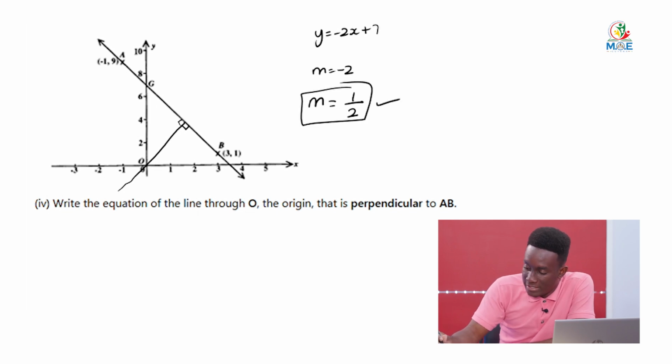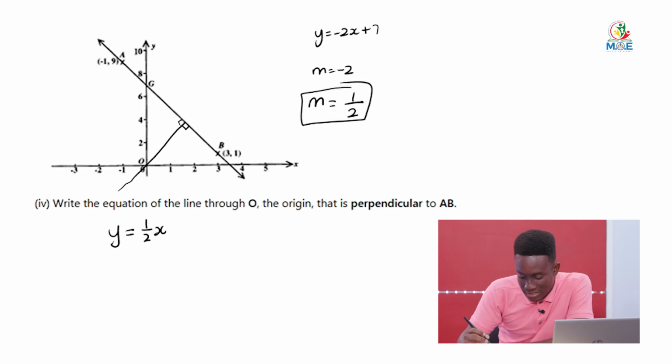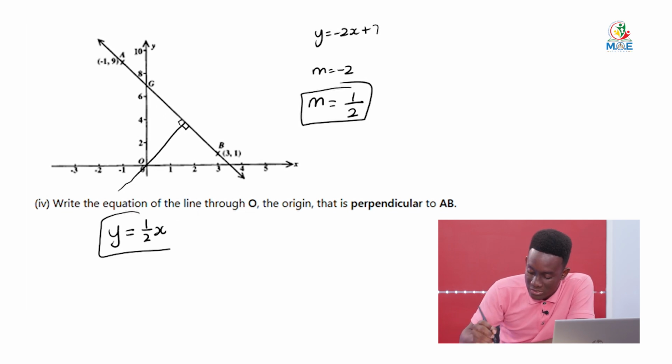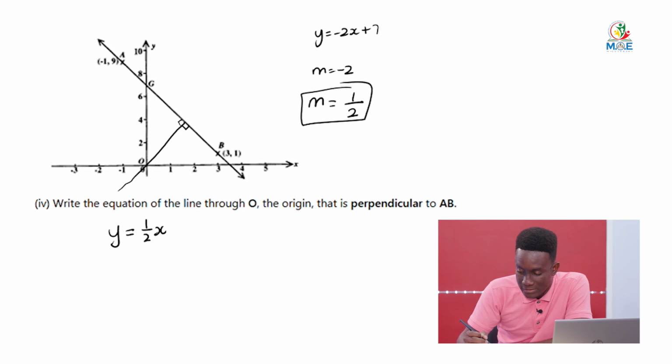We have the gradient, and now we just need to find the y-intercept. Actually, the y-intercept is 0 because the line passes through the origin, so it passes through 0 on the y-axis. So the equation of this line would be y equals m, which is 1 over 2 x, plus 0, which is the y-intercept, but we don't need to add this plus 0. So we can just say the equation of the line is y equals half x, because it passes through the origin. And that is the equation of that line.